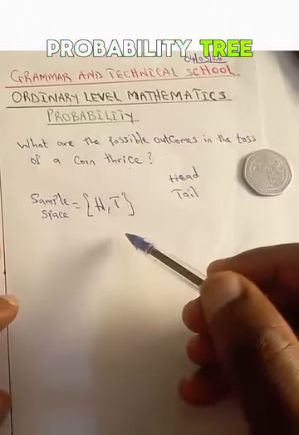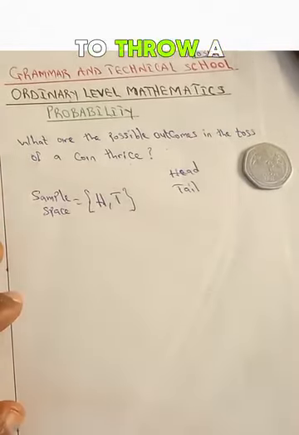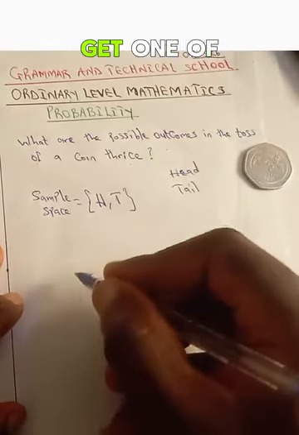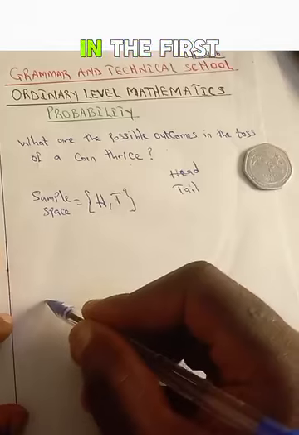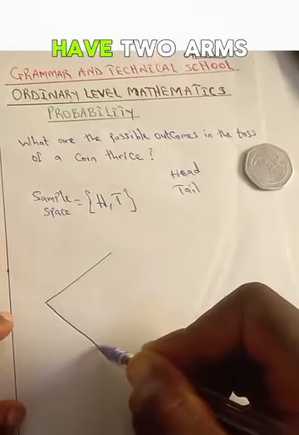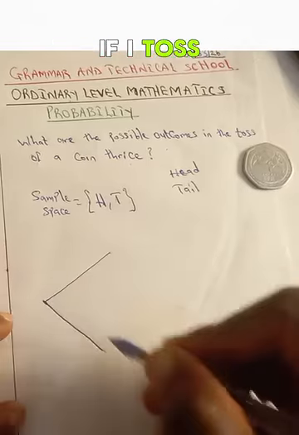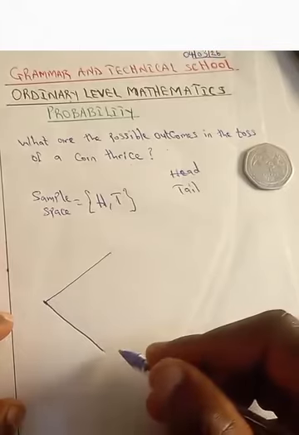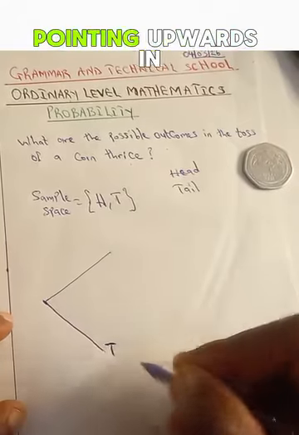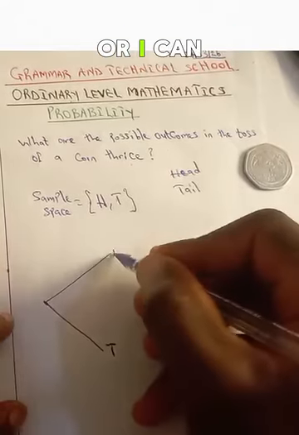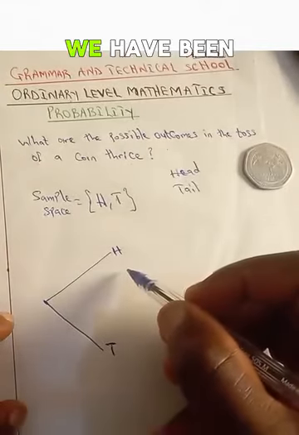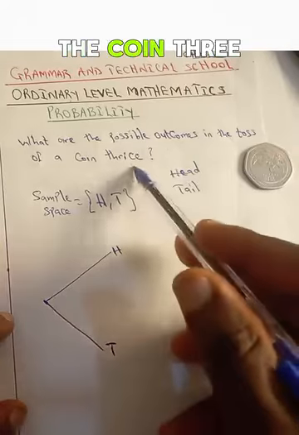So in a probability tree, if I was to toss a coin, in the first trial, we will get one of two outcomes. This tree will have two arms to indicate that if I toss a coin, I will get one of two outcomes. I can either have a tail pointing upwards in the end, or I can have a head in the first toss of a coin. We have been told to toss the coin three times.